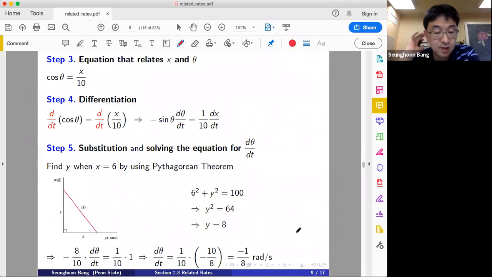The radian per second. That's it. This is the whole idea for solving this problem. Okay, the next one.